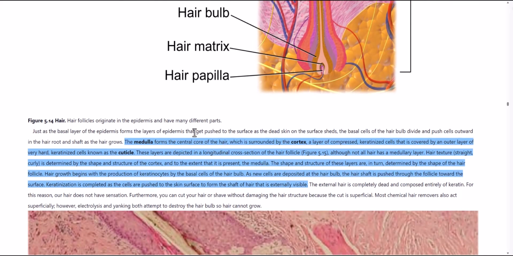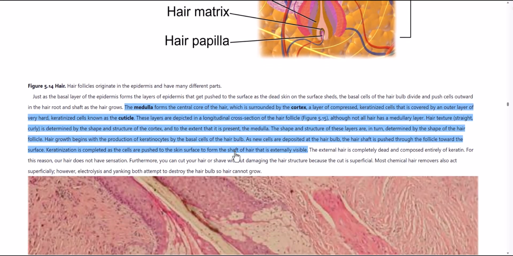Again, I'm bluing out a number of things that are not critical to our learning this semester. So I'm not going to ask you to label the different parts of the hair shaft.